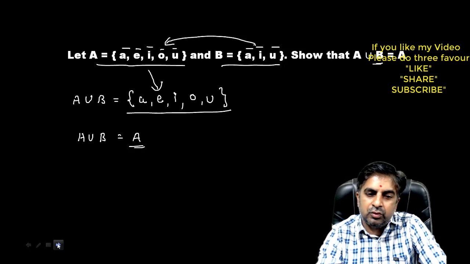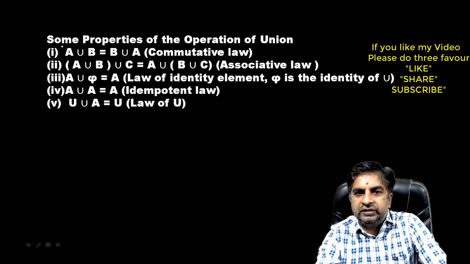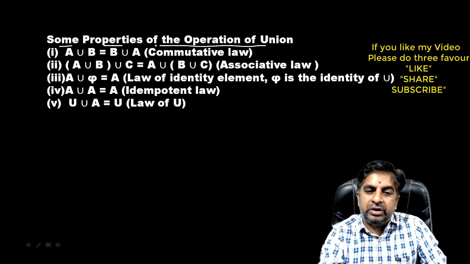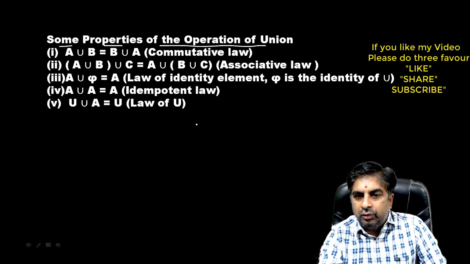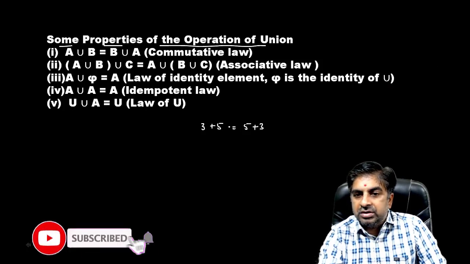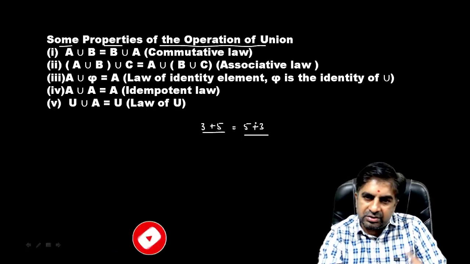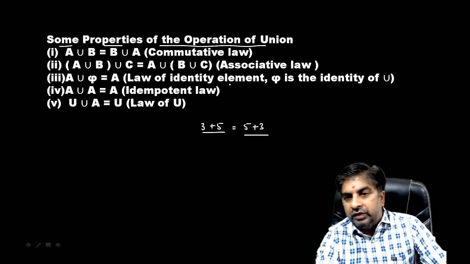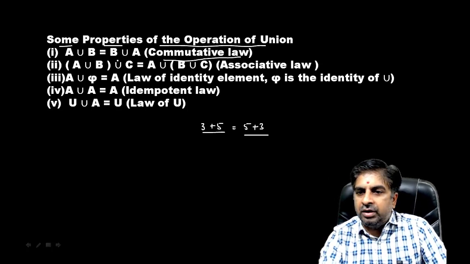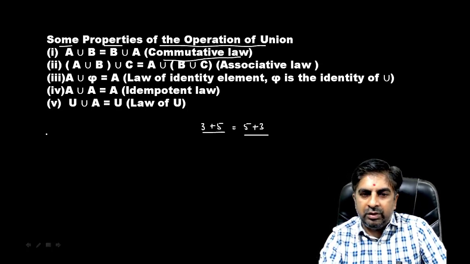Okay guys, now on the basis of this we are getting some properties of the operation of union. First is commutative. What is commutative law? We studied in our lower classes that 3 plus 5 is equal to 5 plus 3, both are 8 only. So when we interchange and we get the same answer in addition, multiplication, that law we call commutative law. So here A union B is commutative, B union A will also be the same only.